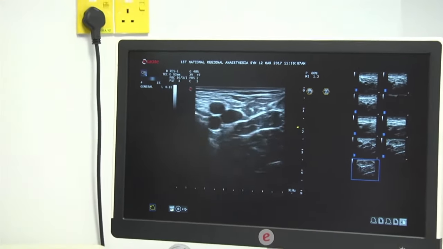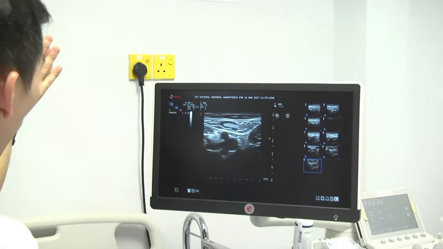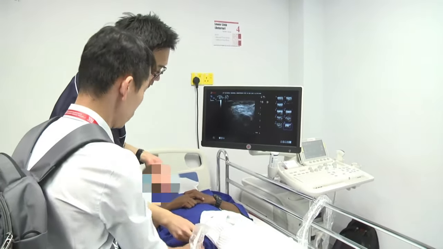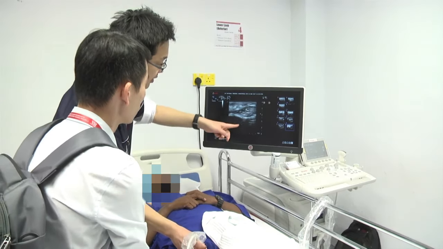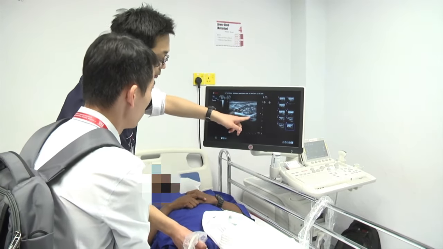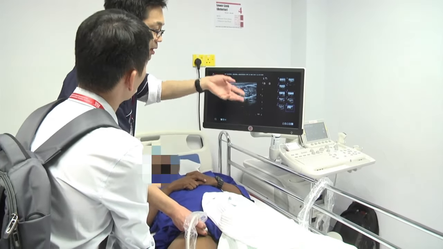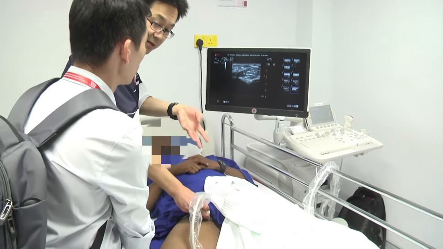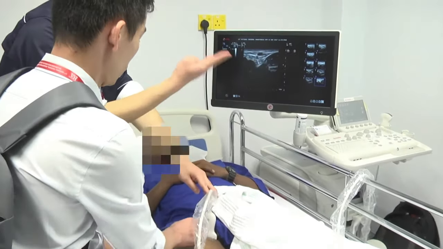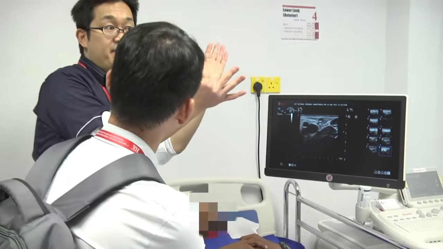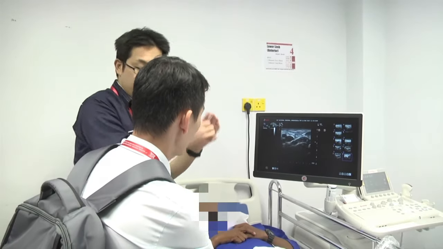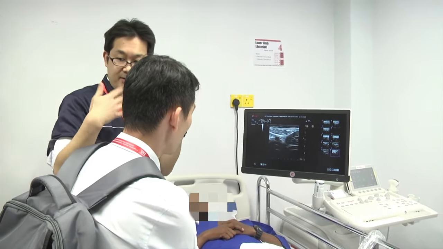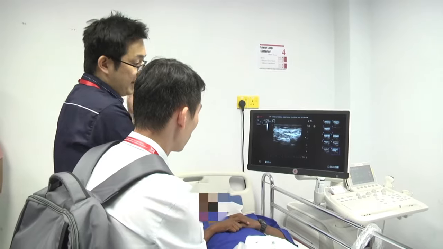Actually, I usually don't perform obturator nerve block for hip surgery. But if you perform obturator nerve block at the proximal level here, this procedure can block the hip branch of the obturator nerve. So there are the anterior branch, posterior branch, and hip branches of the obturator nerve. So with the proximal approach, we can block every branch of the obturator nerve by a single injection.